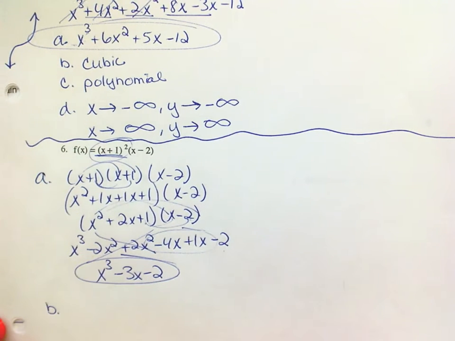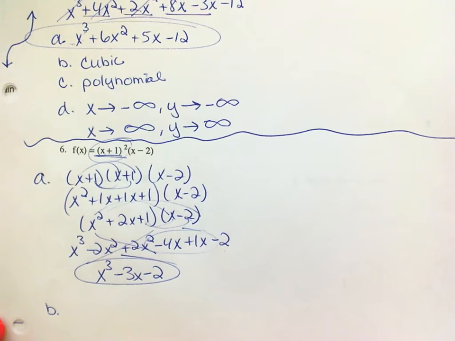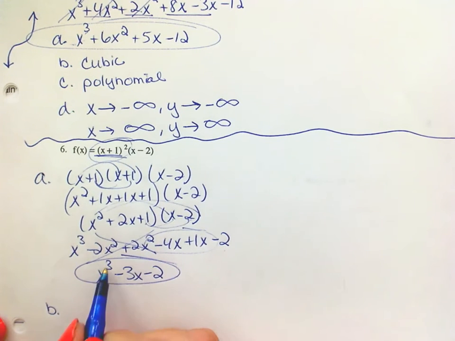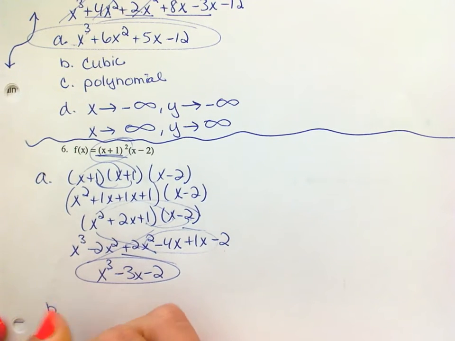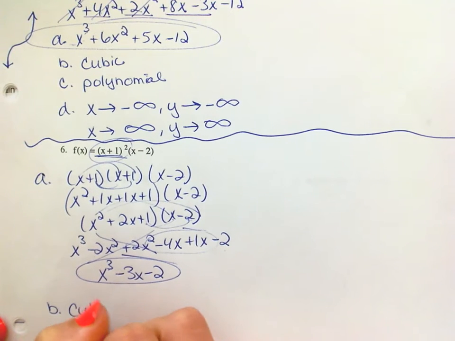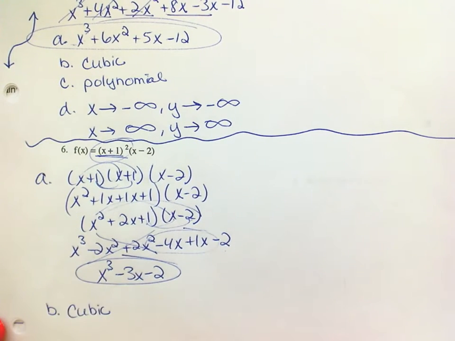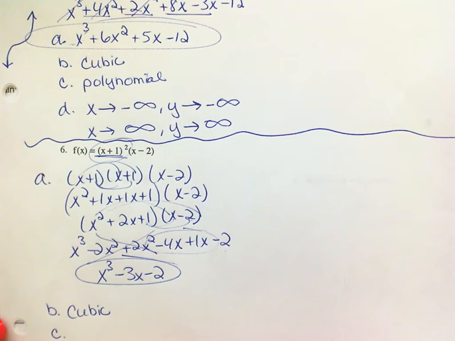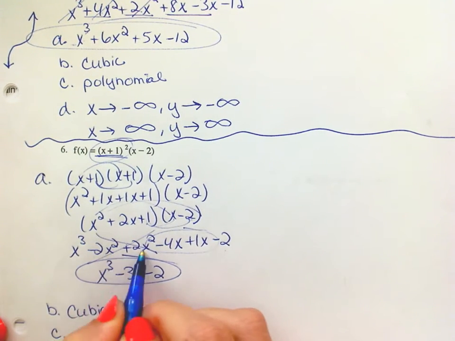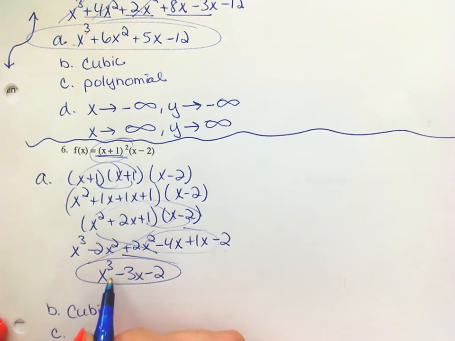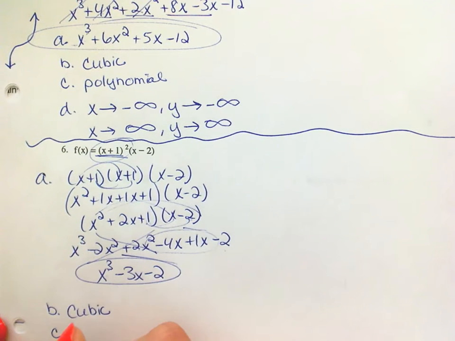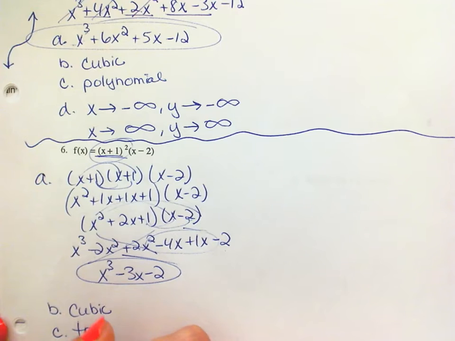Part B. What's it say? Classify the polynomial by degree. You have an x to the 3rd here. So, again, it is cubic. Part C. Classify the polynomial by the number of terms. Your x squareds cancel this time, so it turns out we only have 1, 2, 3 terms. So it is a trinomial.